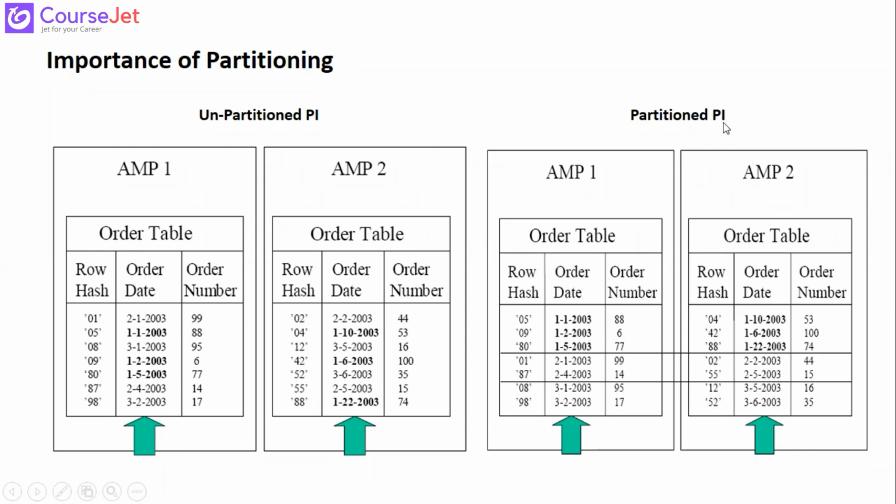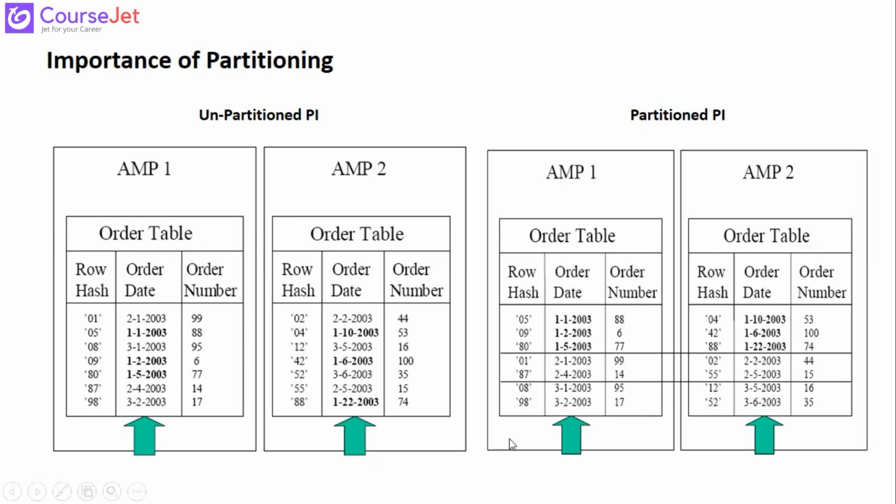But in the case of partition, each range will be stored separately. This is for month one, January, stored separately as a separate partition, and for the month February, it's stored separately. This means this table is partitioned by order date. That's why it got partitioned by this date.